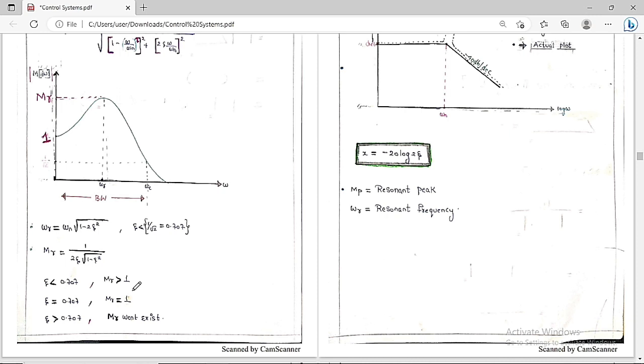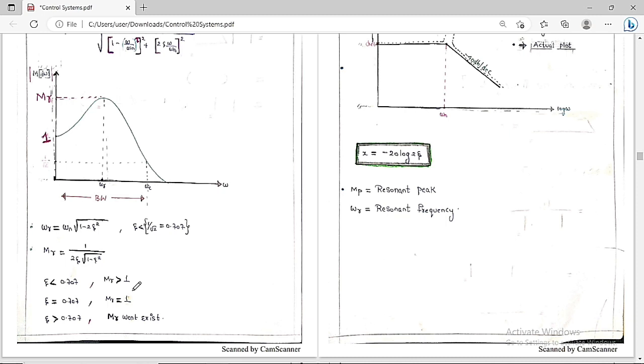So whenever zeta is less than 1 by root 2 or 0.707, the resonant peak is greater than 1. If it is equal to 1 by root 2, the resonant peak is equal to 1. And if it is greater than 0.707, the resonant peak won't exist. This is a beautiful result you always have to keep in mind.